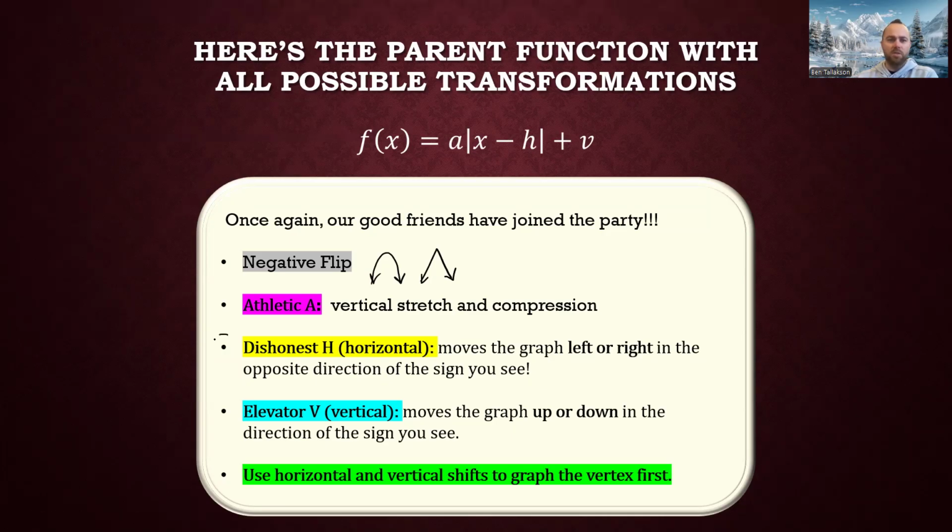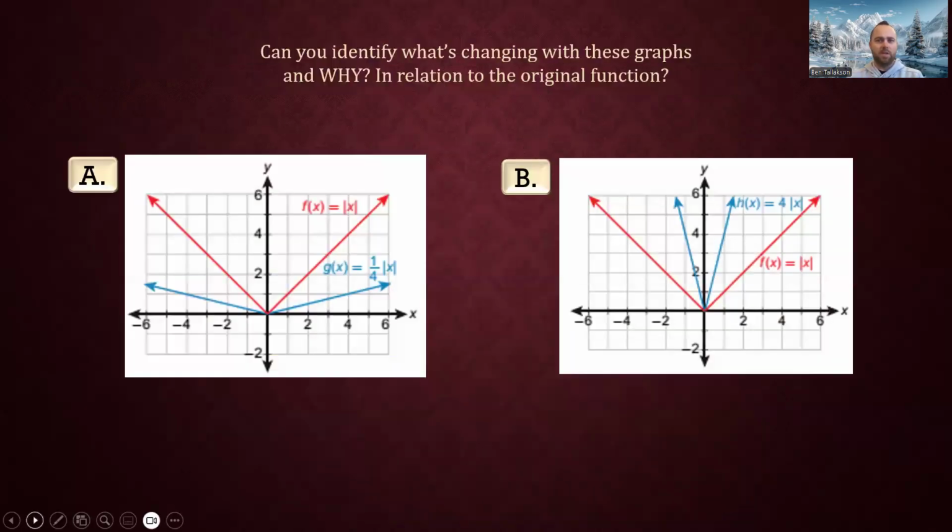Now we're going to use these two first when we're graphing these to plot that vertex. So remember I said that's your guiding light. That's like your anchor. Okay, so keep that in mind as we look at what is happening here. We just looked at all of the possible transformations. We know there's some things happening here, but can you identify exactly what those things are and why?